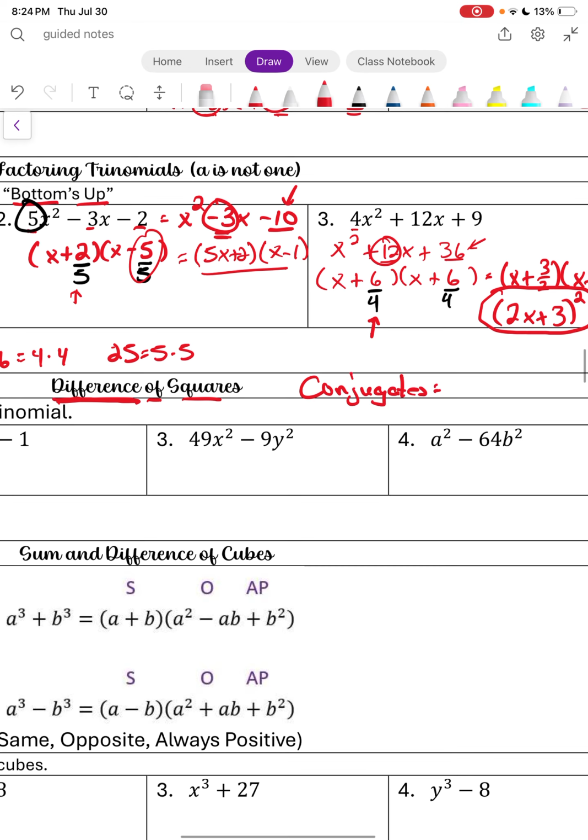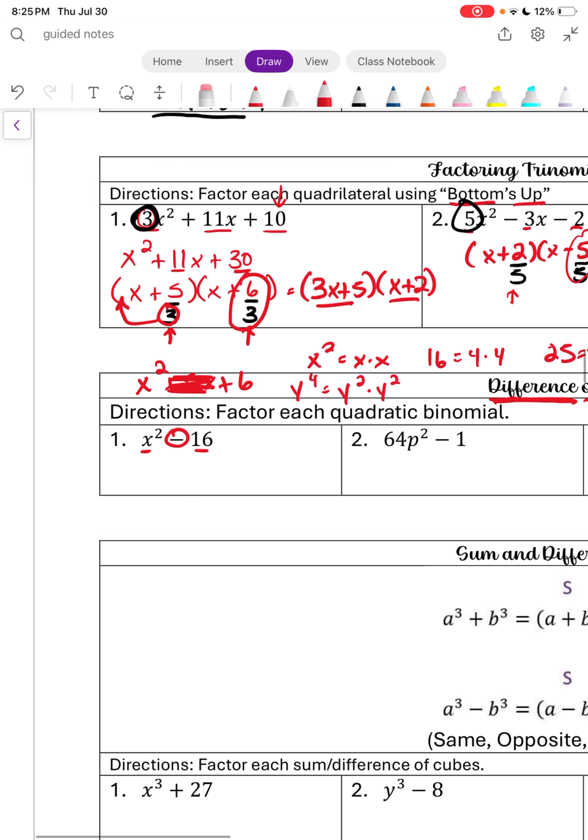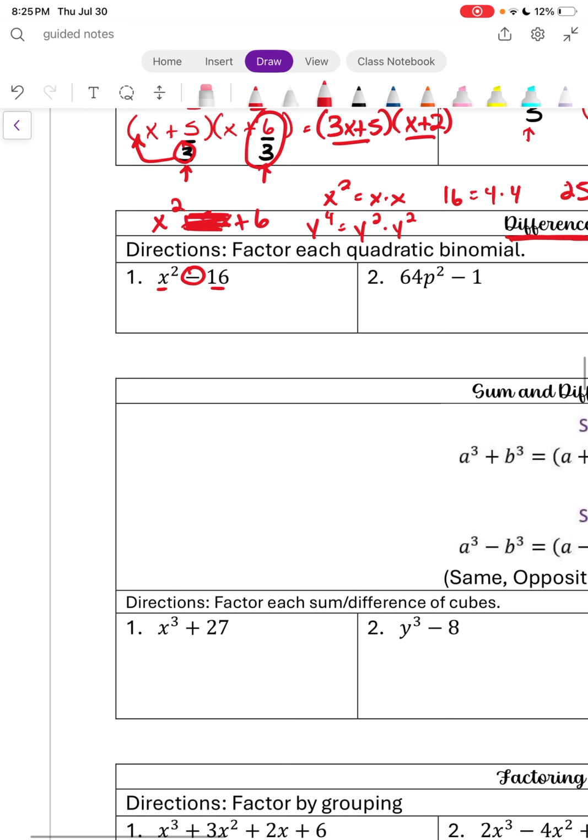Here's what conjugates look like. X minus 10 paired with x plus 10. X minus 8 paired with x plus 8. They look just alike except for the plus and minus signs. Each factor is identical except one's a plus, one's a minus. So difference of squares will always factor into conjugates. These are super easy to factor.